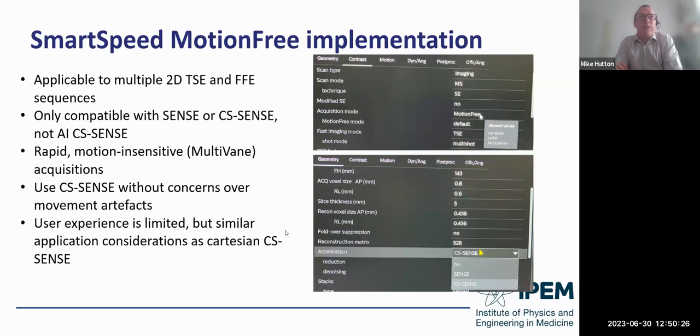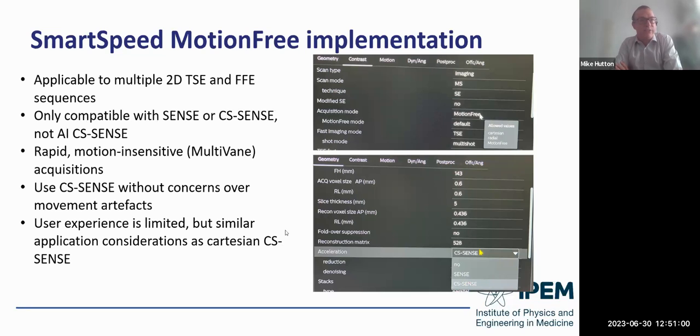Then moving on to SmartSpeed MotionFree implementation. So this is applicable to multiple 2D, TSE, and FFE sequences. It's only compatible with sense or CS sense. So when you select MotionFree, you don't get the option at the moment to apply AI CS sense. But it's still very useful. It gives you rapid, motion insensitive acquisitions and the ability to use CS sense. You can use CS sense without having to worry about increased movement artifacts.